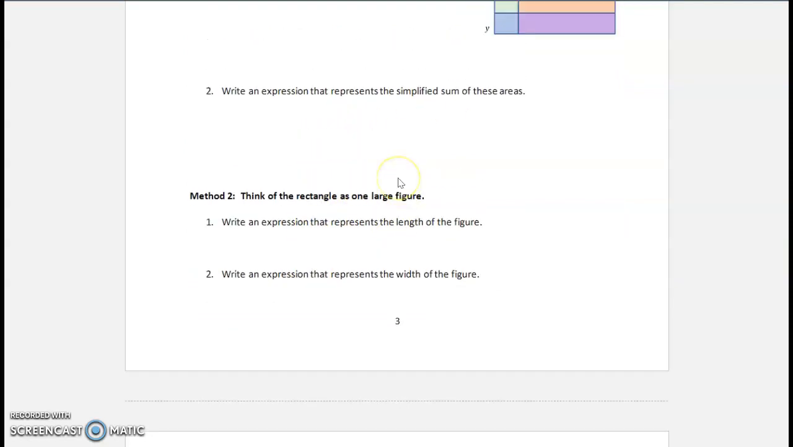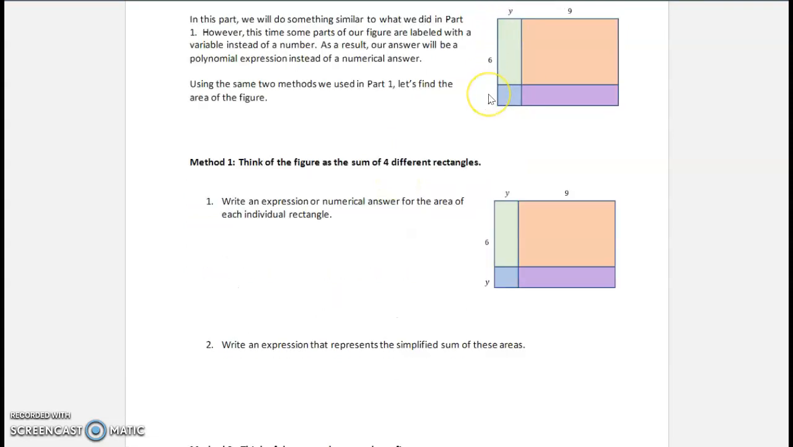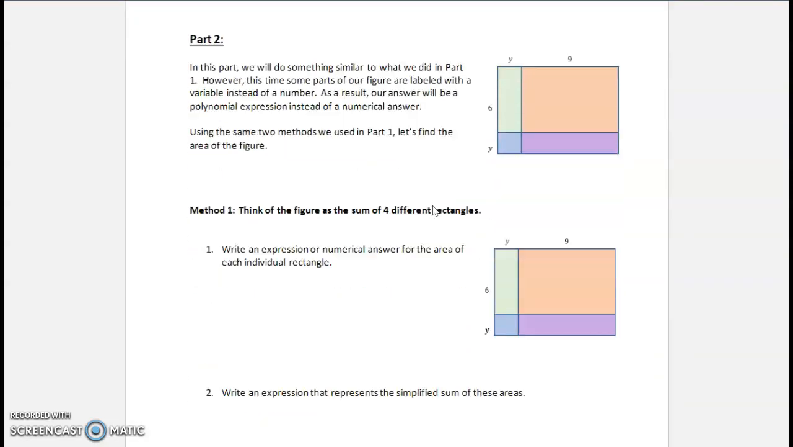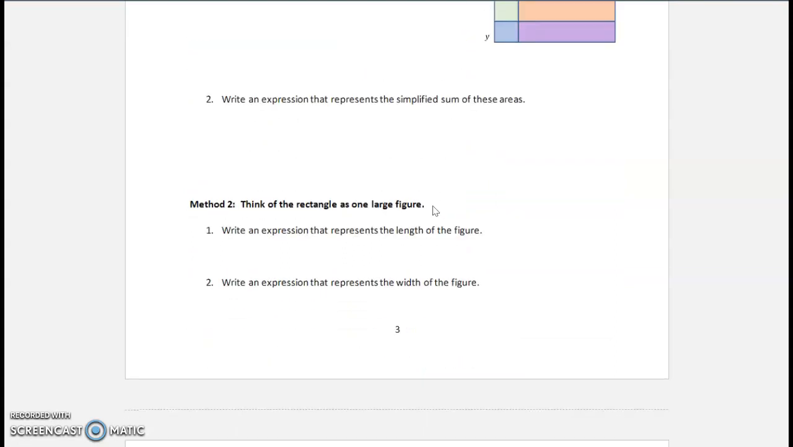We write an expression that represents the length of the figure. In the first one, notice we said 3 plus 12, and 3 plus 12 gave us 15. In this bottom one, in method 2 for the second example, we're going to do the same thing, except we now have y plus 9. Can we simplify that any further? Can we combine those together? The answer is no. So that whole length is just going to be y plus 9, and you might even want to think of it in parentheses.